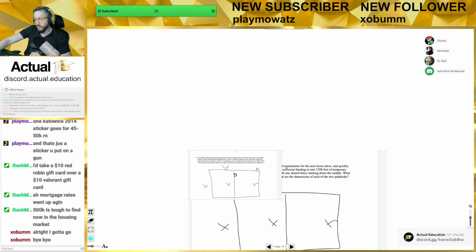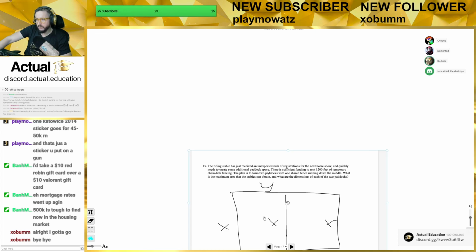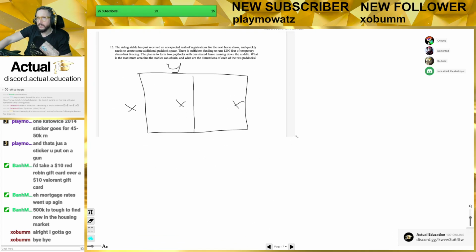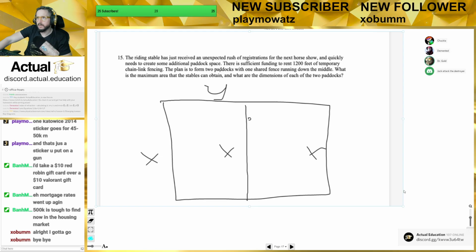That's good. Maybe we can do it real quick while Jack is doing something. I don't know what he's doing. A riding stable has a fish face, red chain link fence, and 2 paddocks with 1 shared fence. What is the maximum area that 2 stables can obtain, and what are the dimensions of each of the 2 paddocks?